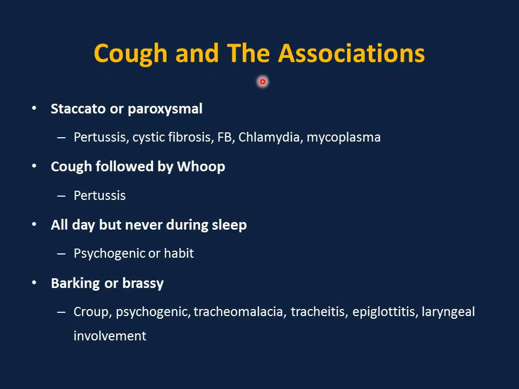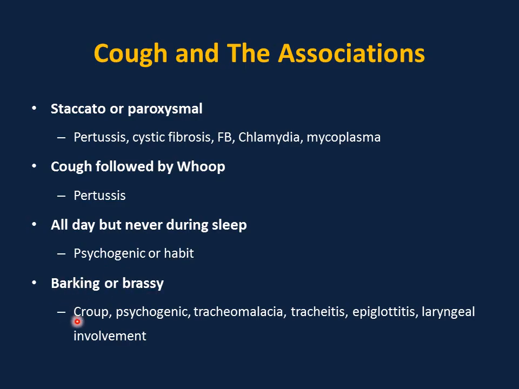In the next few slides, we will review very important associations with cough that will help you identify the cause or the diagnosis. Staccato or paroxysmal cough comes suddenly or abruptly. Consider pertussis, cystic fibrosis, foreign body, chlamydia, or mycoplasma. If the cough is followed by a whoop, consider pertussis or whooping cough. All day long but never during sleep: the child keeps coughing all day long, and when they sleep there is no cough. This is psychogenic or habit.